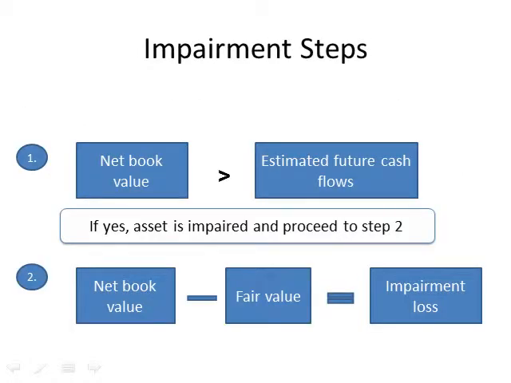The process of accounting for asset impairment requires two steps. First, test the asset for impairment. If net book value is greater than estimated future cash flow, then the asset is impaired. If the asset is impaired under step 1, step 2 comprises computing the impairment loss. And the impairment loss is equal to the net book value minus the fair value.